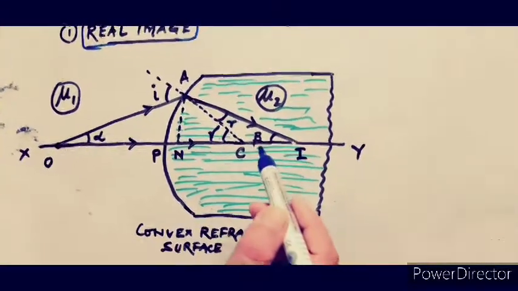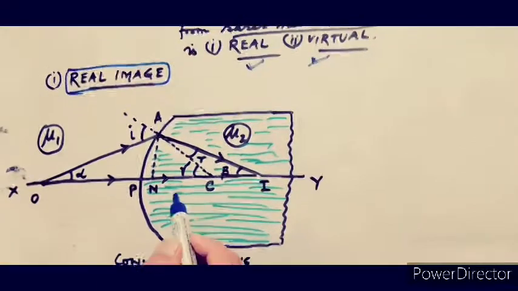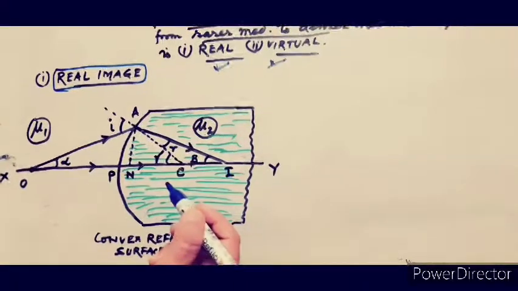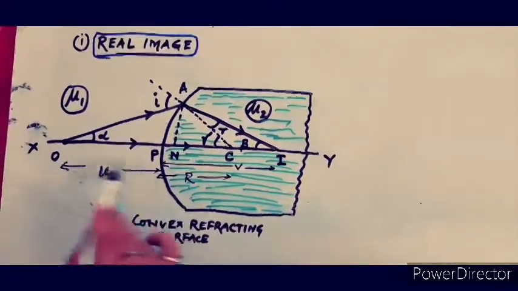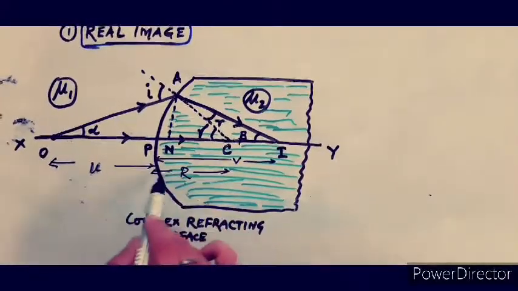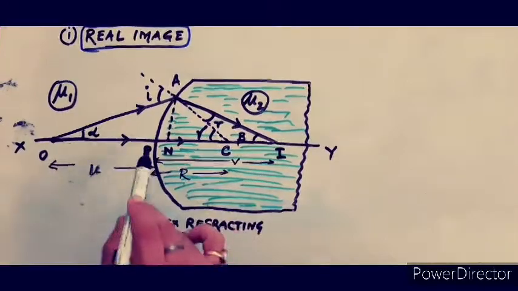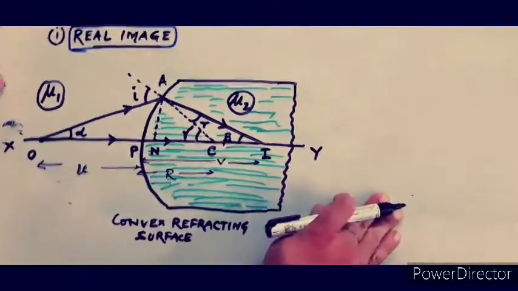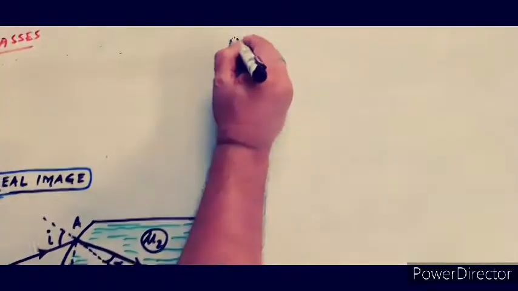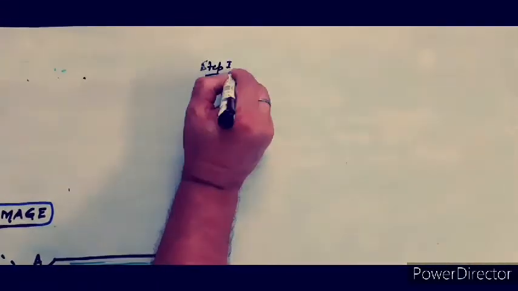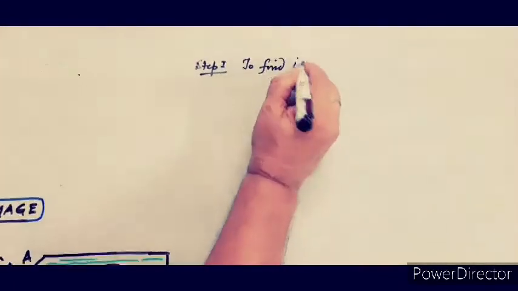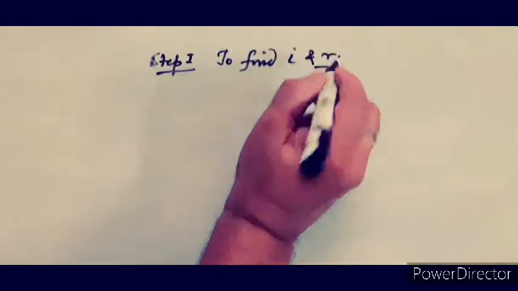Now our purpose is to draw the diagram and then establish the relation. So in this diagram, this is the object. Object distance is u and image distance is v, r is the radius of curvature, and P is the pole. Now how to find this particular relation? Step 1: first, find i and r from the geometry of the diagram.